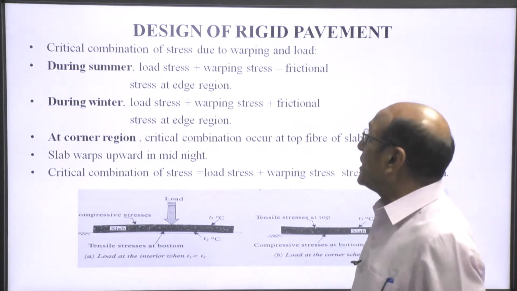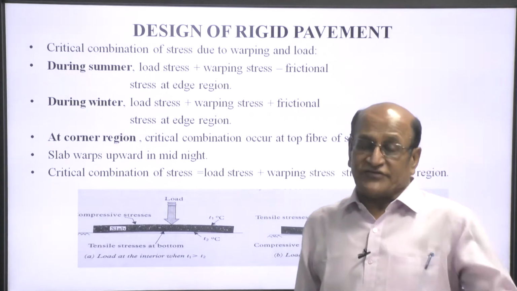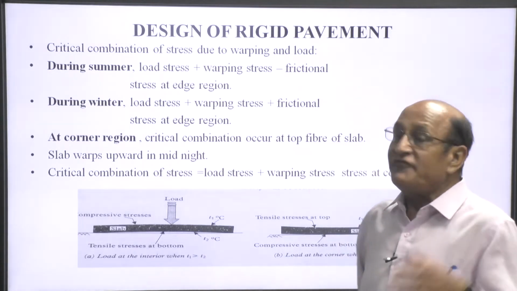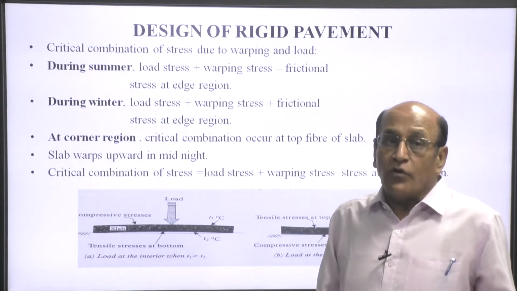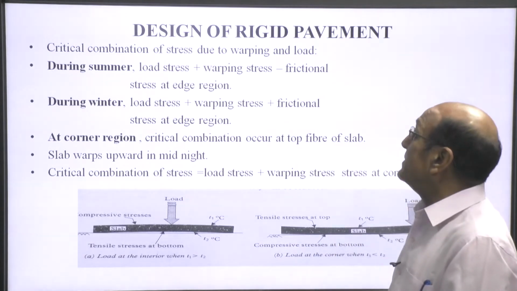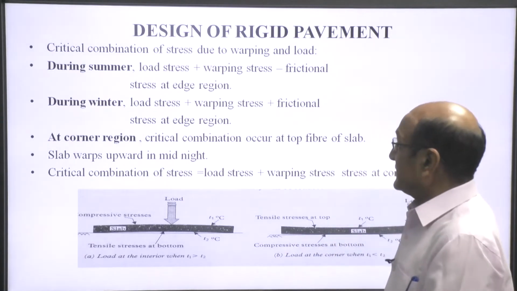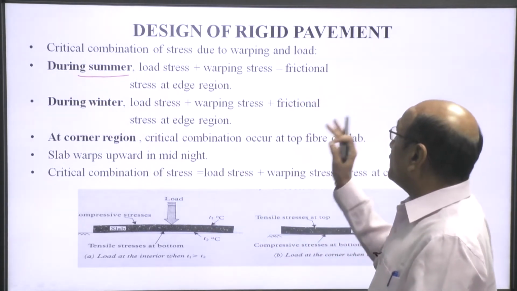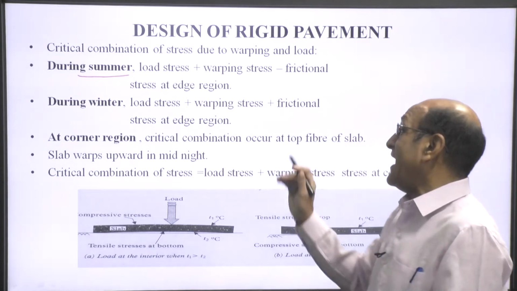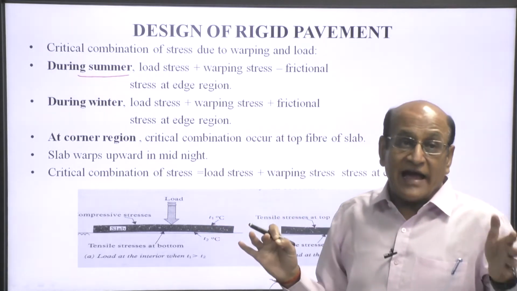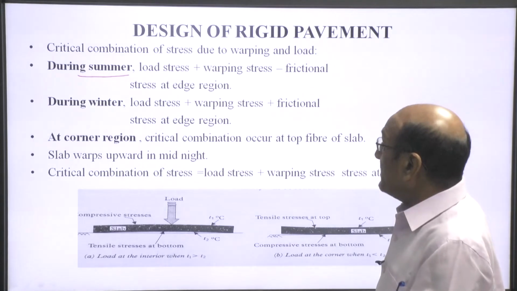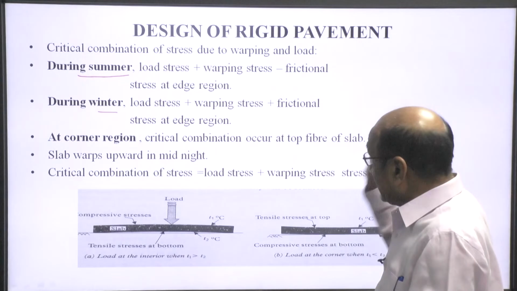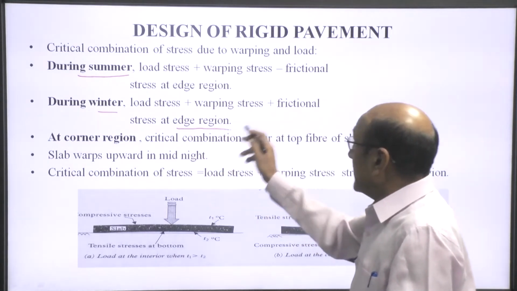Now, we come to the critical combination, because there are load stress, warping stress and frictional stress. So, we have to choose the critical combination of the stresses. During summer, the load stress plus warping stress minus frictional stress at the edge region will be taken as the critical combination. During winter, it is the load stress plus warping stress plus frictional stress at the edge region.